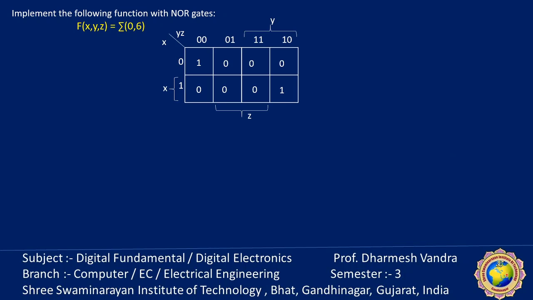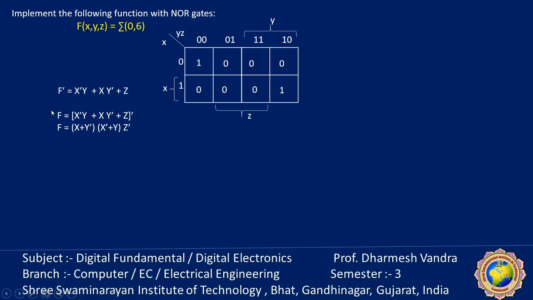Suppose the function is given as 0 and 6. As we discussed previously, first we have to find it in product of sum. So f' is, as we already defined, x' y, these two OR gates, x y', these two, and the combination of the middle one is z.